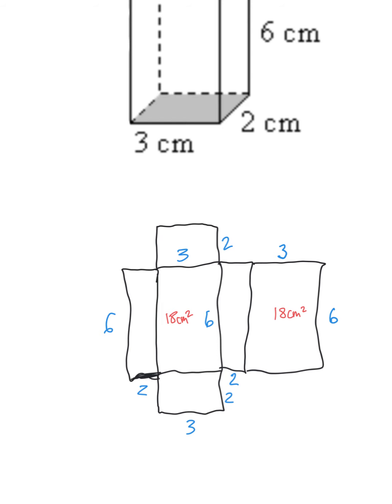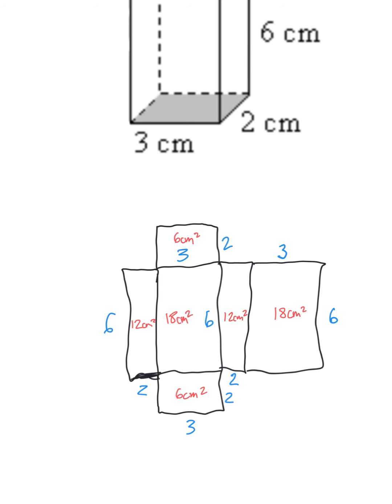These skinny rectangles, one of which connects these 2 bigger ones, are 2 by 6s. So 2 by 6 would be 12 centimeters squared, which would make this rectangle that's the same, kind of on the far left, also 12 centimeters squared. And now I just have to calculate the top and bottom. 3 by 2, so 3 times 2 is 6 centimeters squared. And the one on the bottom would also be 6 centimeters squared.